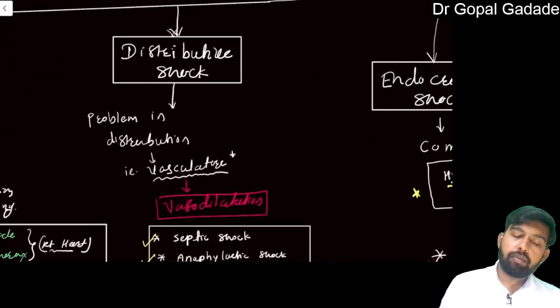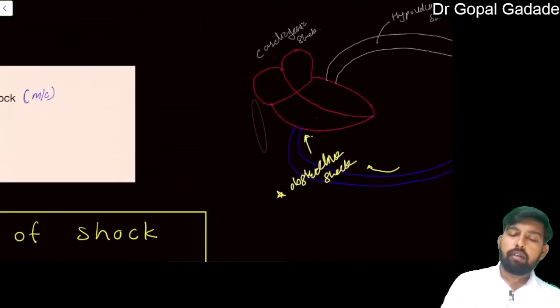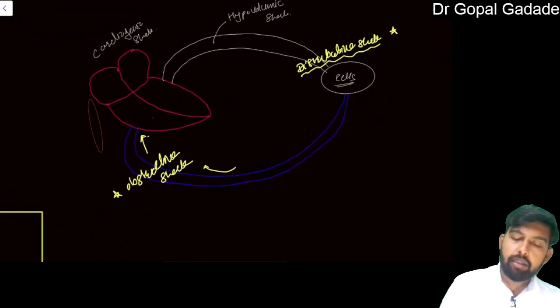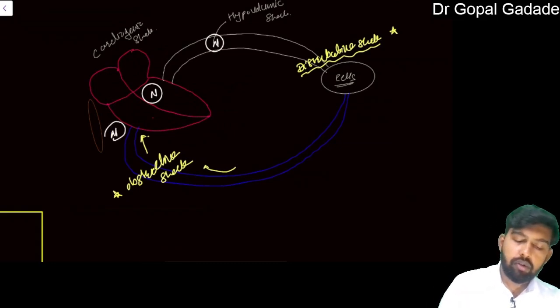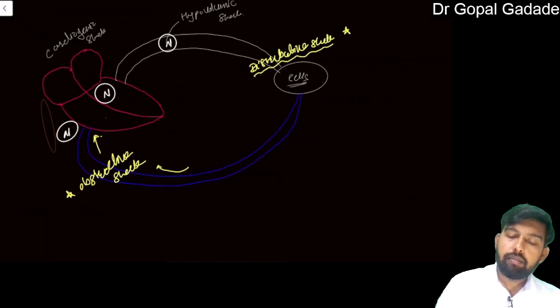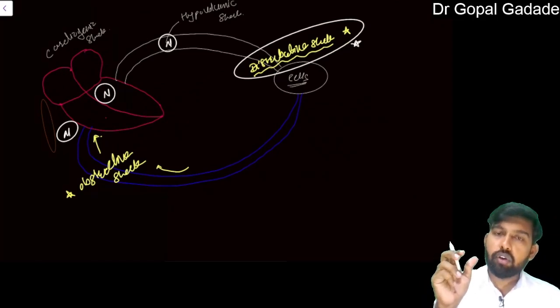Another type of shock is a distributive shock. The distributive shock is because the heart is normal. In this shock, the heart is normal, the volume of the blood is also normal, and the filling is also normal. The problem is at the cellular level, because there is a problem at the distribution of the blood at the level of tissue or cells.